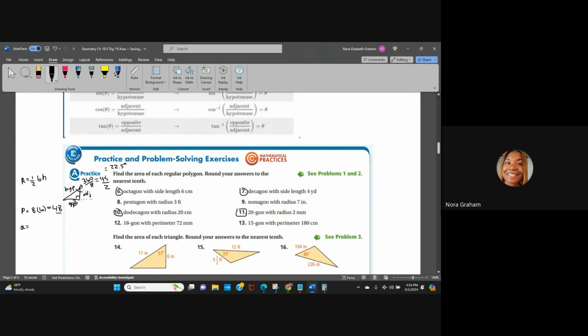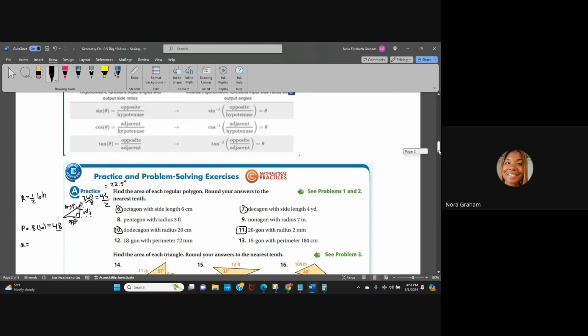So that's when I look up at my trig ratios, and I want to see which one deals with opp and adjacent. Looks like our tan deals with opp and adjacent, right? So then I'm going to go with tan. So I'm going to do tan of my angle that we just found, right? So tan of 22.5.